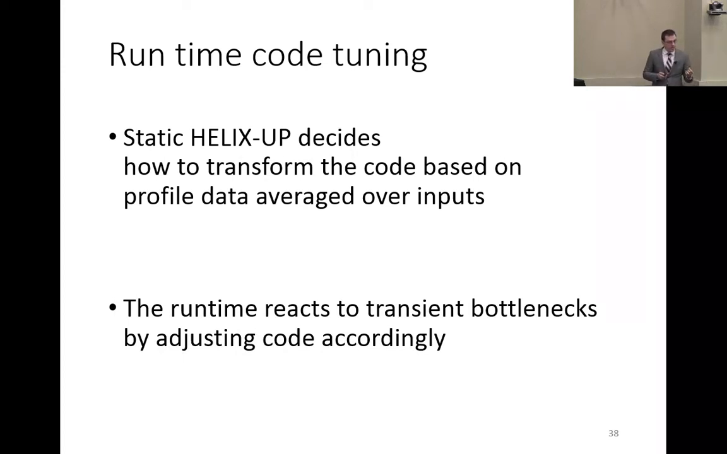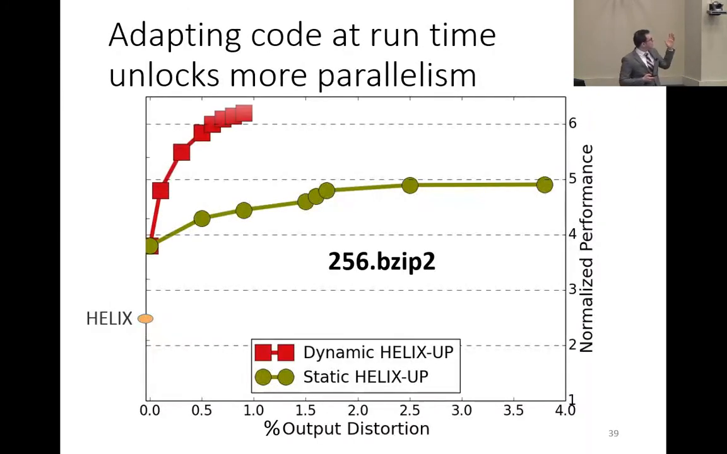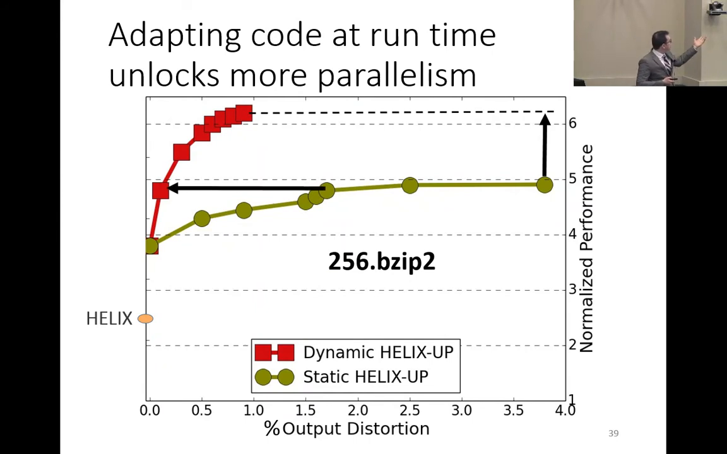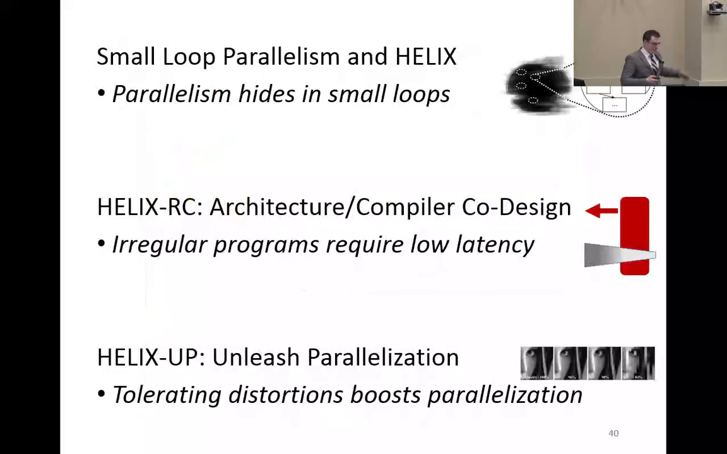With this runtime, you can see that the first thing is we boost the performance on a 6-core from 5 to more than 6, because we also use simultaneous multithreading here, so 2 threads per core. But also, for the same performance, we obtain less output distortion. And this is my HELIX-UP part. So I would like to thank you for the attention. But before concluding, I would like to give you 3 takeaways for these 3 parts of the talk.